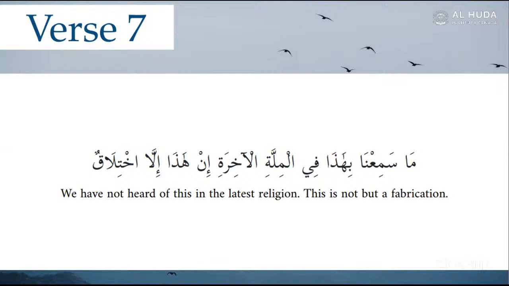Another way to understand this is that they're saying we have not heard of this Tawheed in the religion of these later days, meaning Christianity, because that was the latest religion before Islam. And if this Tawheed Uluhiyya was true, the Christians would have told us about it. But these Christians actually believe in the Trinity, and that's not Tawheed, so this is something too strange.